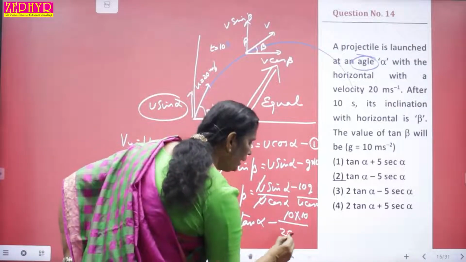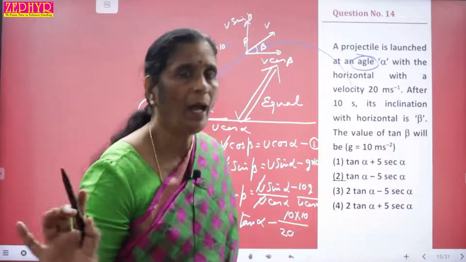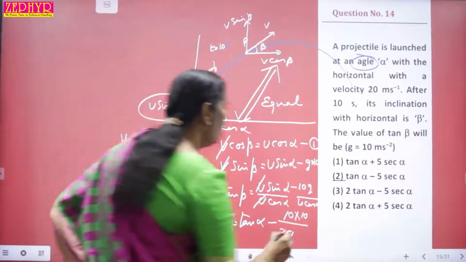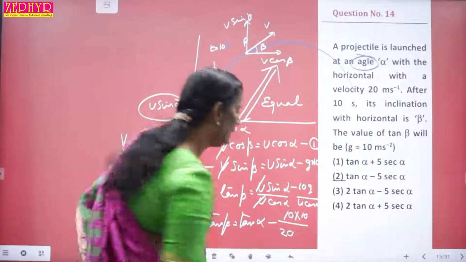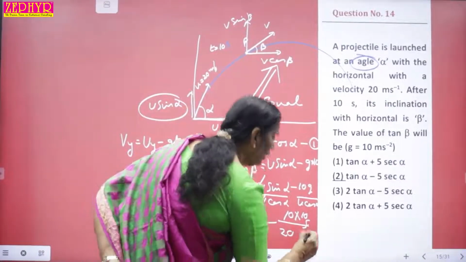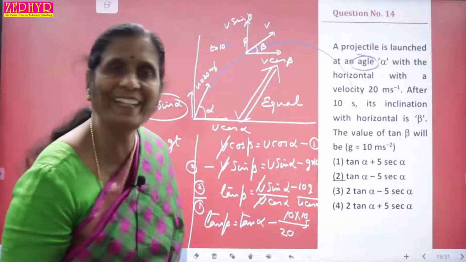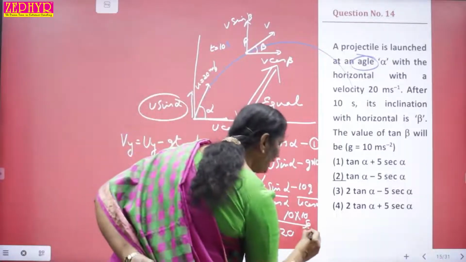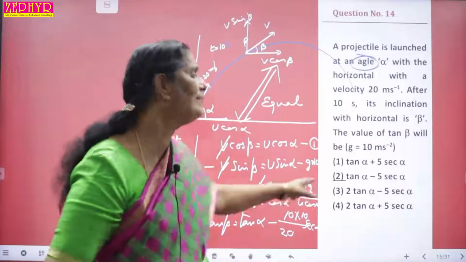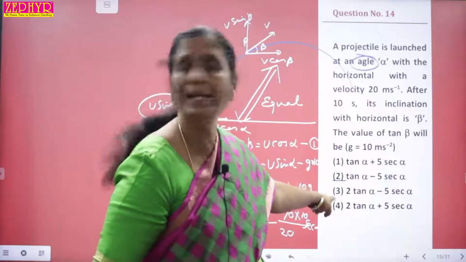Okay. Into 1 by cos alpha. As alpha value we don't know. So 1 by cos alpha we will write it as sec alpha, okay, because the answer is like that. That's why they are taking me like that, okay.